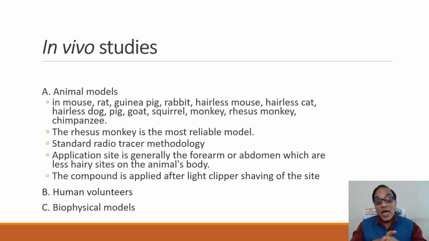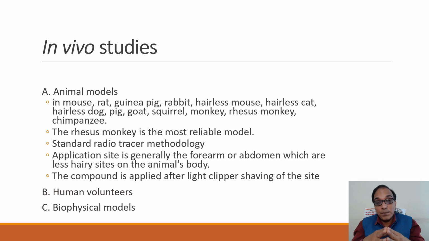In vivo studies, animal models: any animal model can be taken. It can be done in mouse, rat, guinea pig, rabbit, hairless mouse, hairless cat, hairless dog, cat, or you can say goat, squirrel, monkey, rhesus monkey, chimpanzee. The rhesus monkeys are the most reliable model. Standard radio tracer methodology can also be adopted, and the application site is generally the forearm, okay, and the abdomen, which are less hairy sites in the animal body.